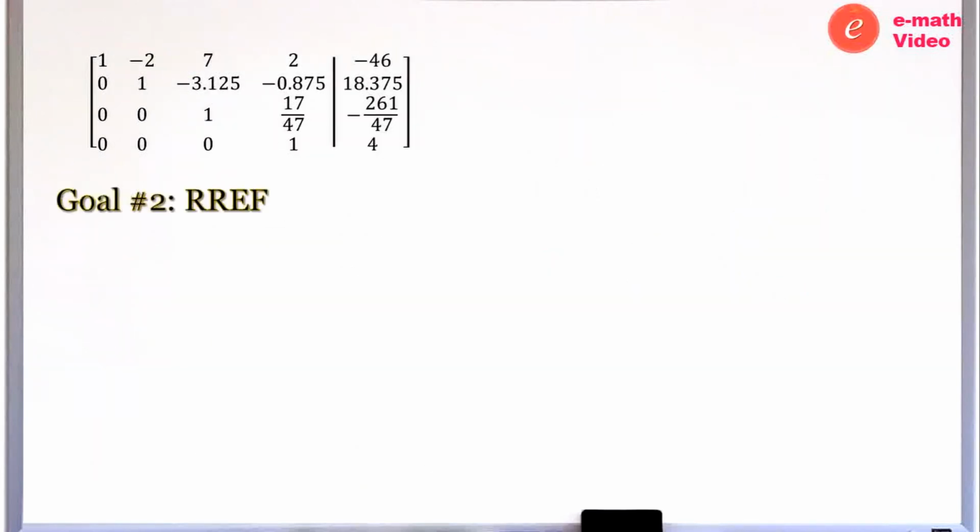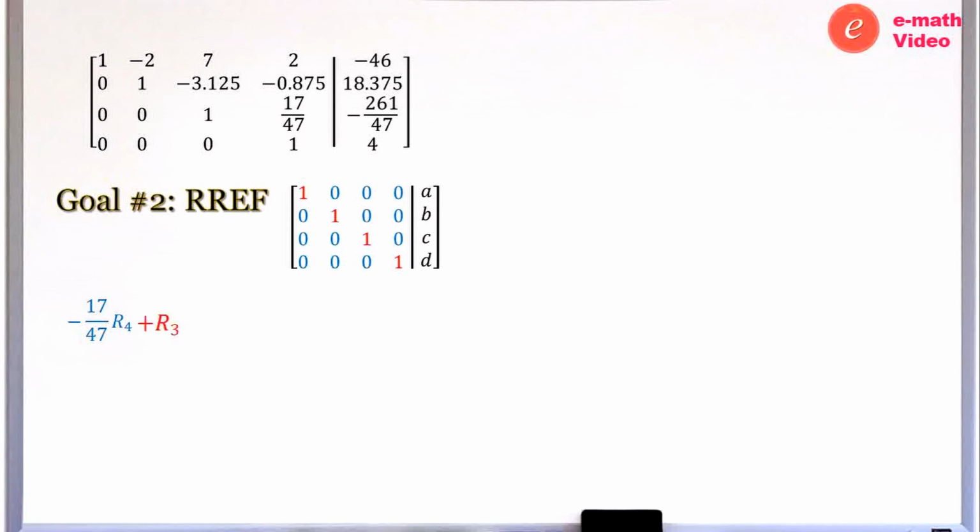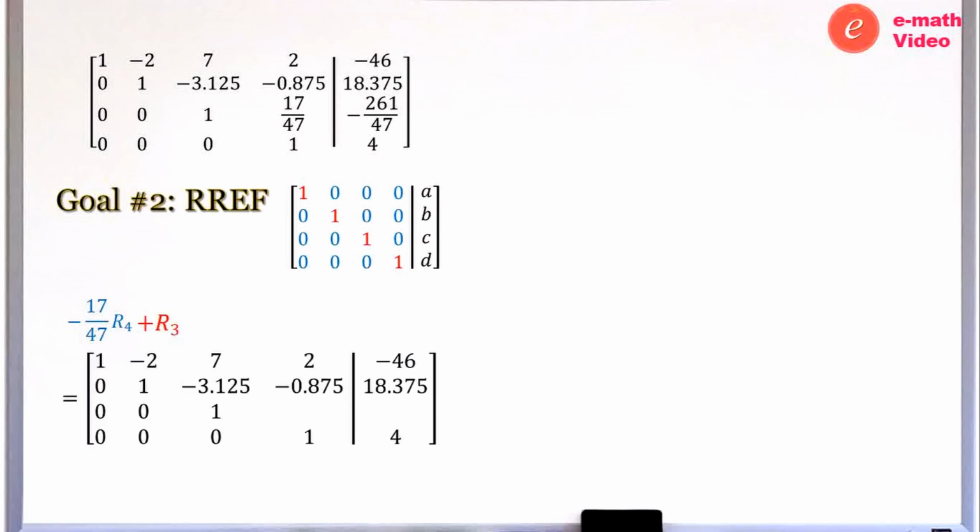Part 2. Reduced row echelon form. We all agree that starting from now we should work from bottom to top. Let's start. Negative 17 over 47 times row 4 plus row 3. Use the shortcut from earlier. Put a 0 here. We just calculate negative 17 over 47 times 4 plus negative 261 over 47. Same denominator, very easy to calculate. Equals negative 7.